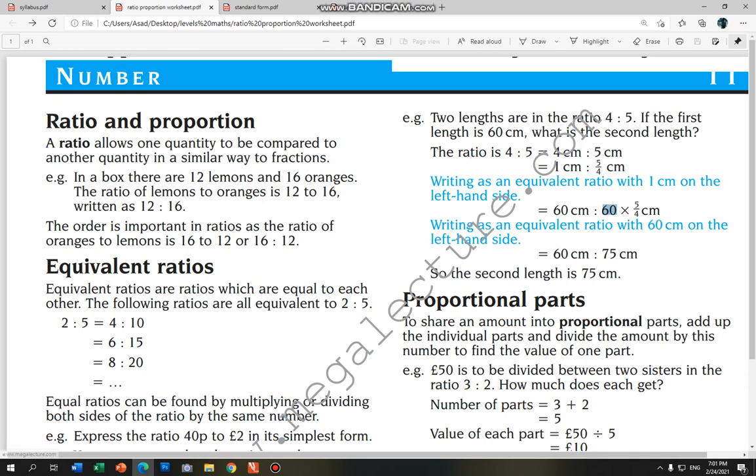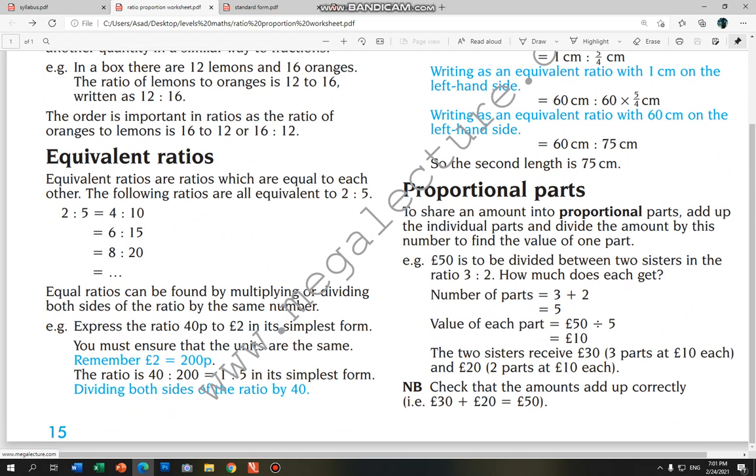So if the first length is 60, what I do is write 1 centimeter, divide by 4, and it will give you 5 over 4 centimeters. So if the first ratio is 60, then the second will be multiplied by 5 over 4 centimeters. 4 ones are 4, 15 fours are 60, 15 fives are 75.